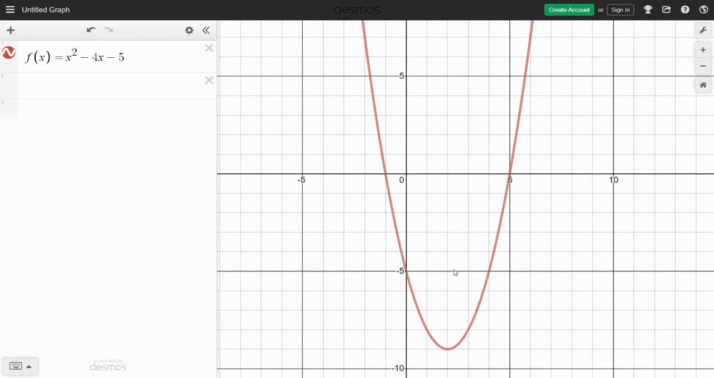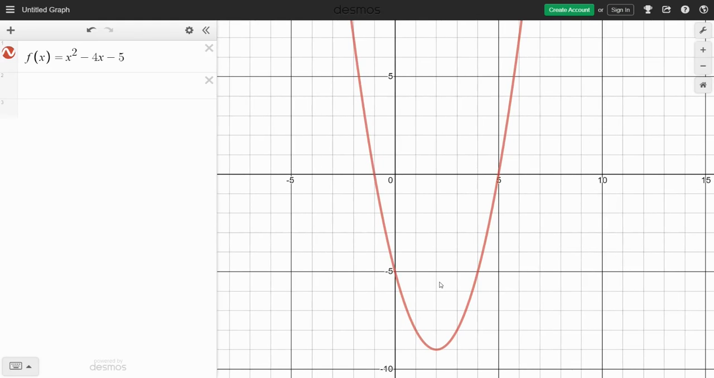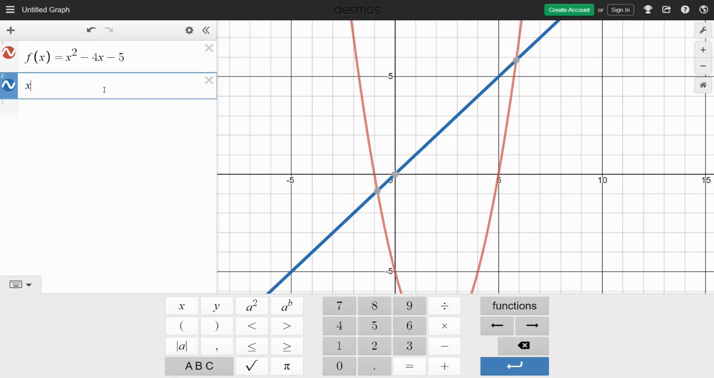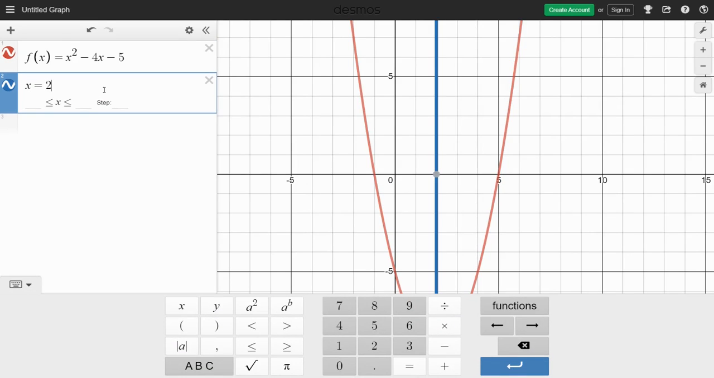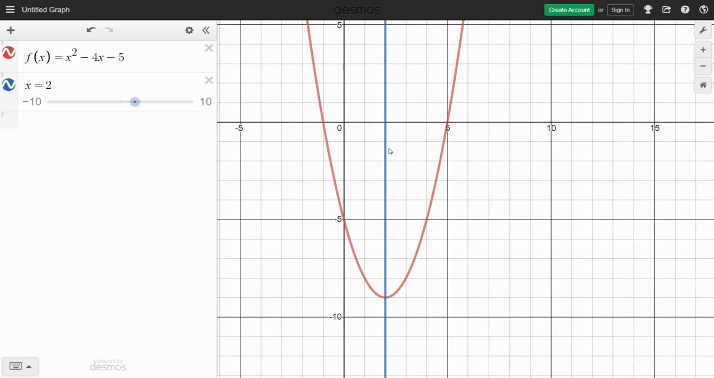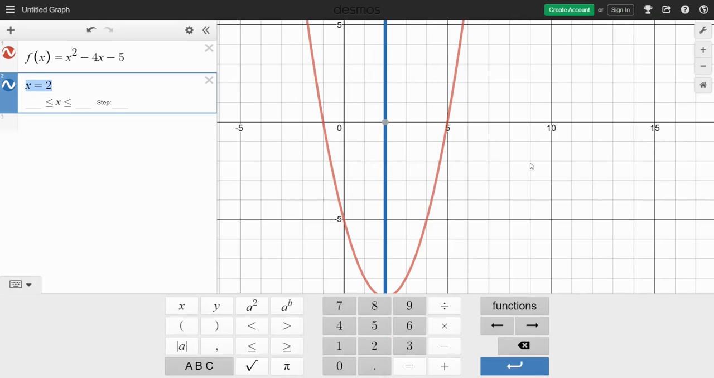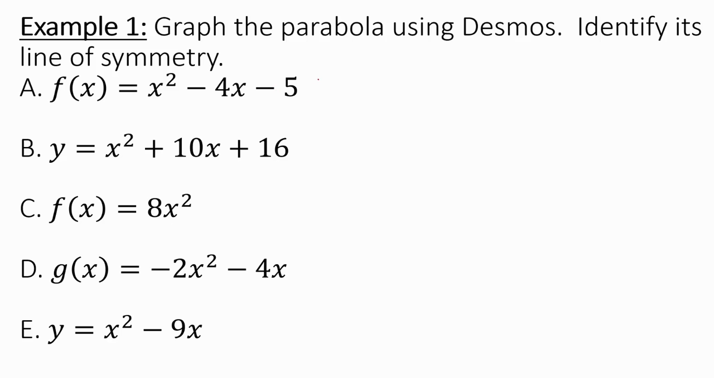All right, so I'm looking for the axis of symmetry. I need the line that divides it in half, which looks like it's right here. And I see that that number is a 2. Now we need a line, though. How do we get a vertical line again? Well, remember that a vertical line is just x equals, and then you put the number. Oh, I can even make it show up and confirm, yes, that is the line that cuts it in half. So x equals 2 is my axis of symmetry for this one. So for A, it's x equals 2.